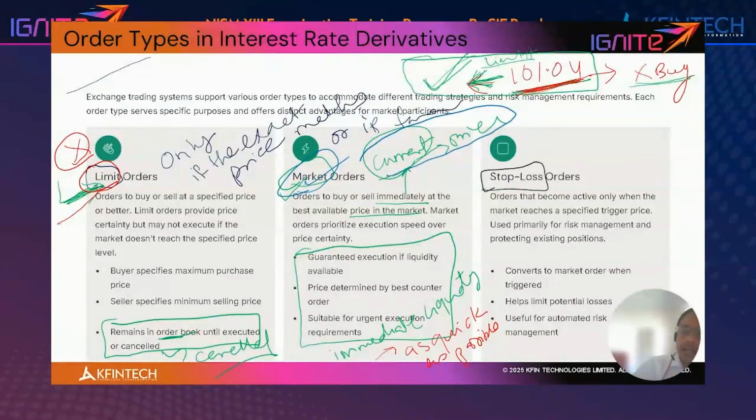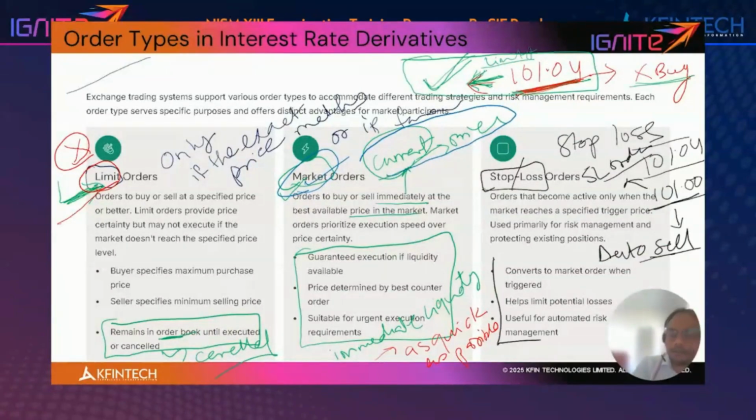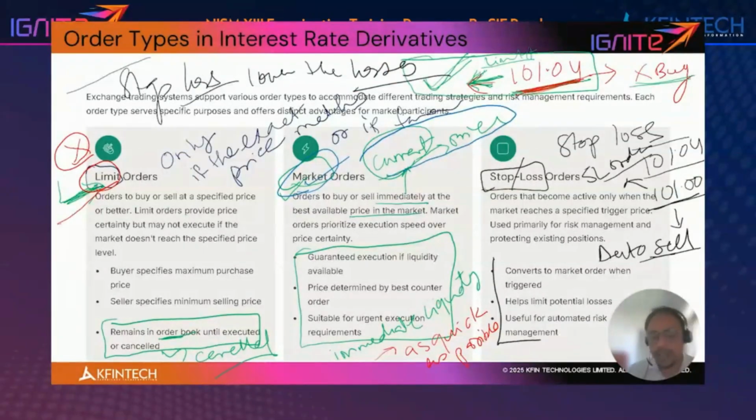Last is a stop loss order. Again, as the word suggests, stop the loss. Now, suppose I bought something at 101.04 and I want to sell it if it goes below 101. So 101 becomes my stop loss order price. As and when the price goes to 101 or below, an auto sell order is triggered, and that helps to lower the losses, because now I have a stop loss order which will allow me to exit the position in case it goes on the downside.